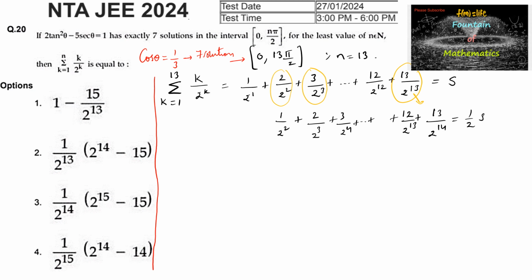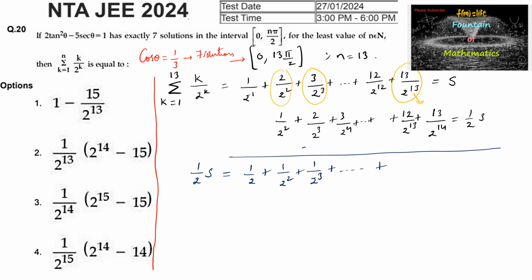Now subtracting both, so we have s minus 1 by 2s is 1 by 2s is equal to 1 by 2, and these both 2 upon 2 square minus 1 upon 2 square is 1 by 2 square. 3 upon 2 cube minus 2 upon 2 cube is 1 by 2 cube and so on. 13 upon 2 power 13 minus 12 upon 2 power 13 is 1 upon 2 power 13 minus 13 divided by 2 power 14.